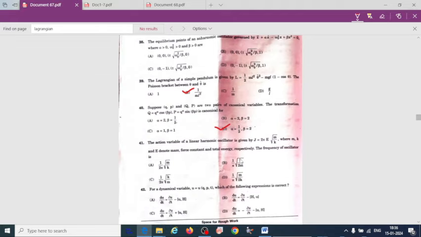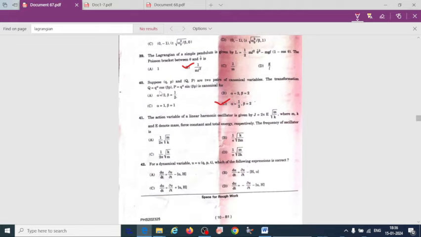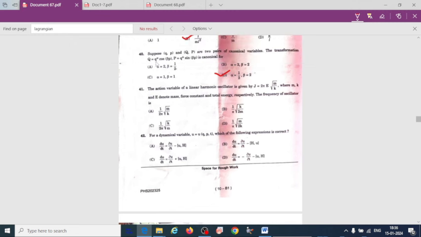So the first question I would like to solve here is question 40. It is related to classical mechanics. Many of the questions, when I saw the question paper, are from classical mechanics.